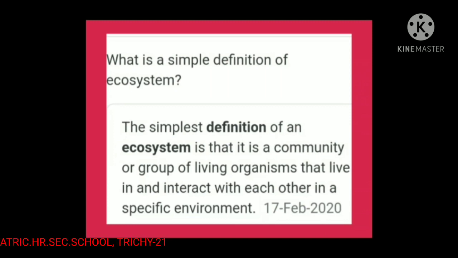In this session, we learn one new term, that is ecosystem. What is an ecosystem? The simplest definition of an ecosystem is that it is a community or group of living organisms that live in and interact with each other in the specific environment.